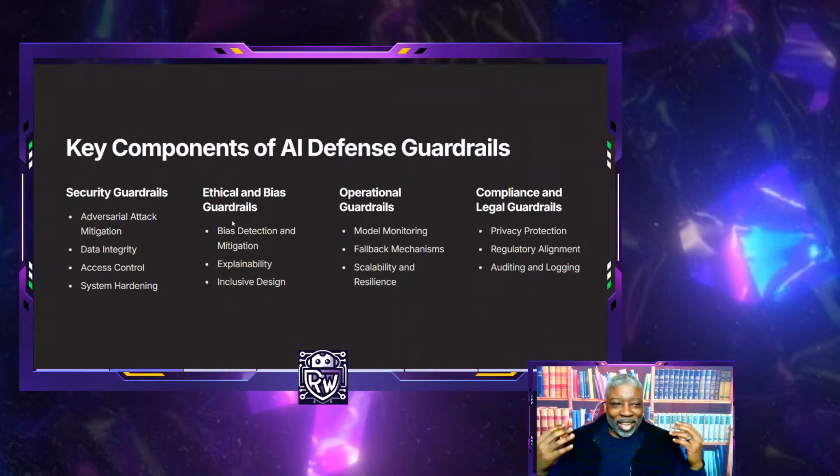All right. So let's go ahead and talk about the key components of AI defense guardrails. And so when I say AI defense guardrails, I'm really just talking about security, right? But it goes a little bit further than just the confidentiality, integrity, and availability. But there's some other things that AI has going on with it that you have to have guardrails against those things.